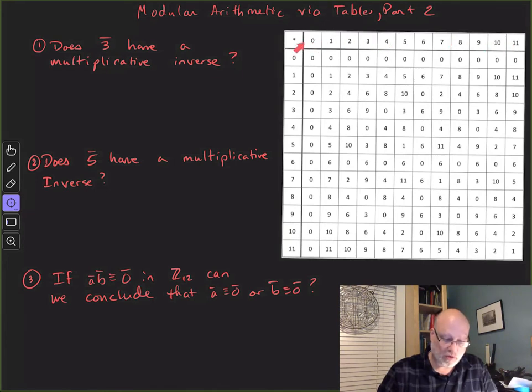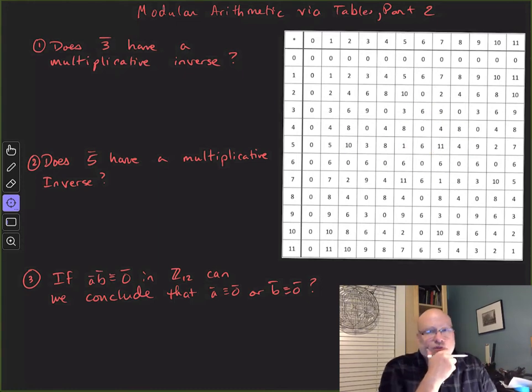Same thing as before. I have the numbers 0 through 11 in the top row and leftmost column, and then all of the values inside based on multiplying those numbers together. Like 5 times 7 would be 35, but 35 divided by 12 is 2, remainder 11. So we get an 11 there. So basically we're filling this all in.